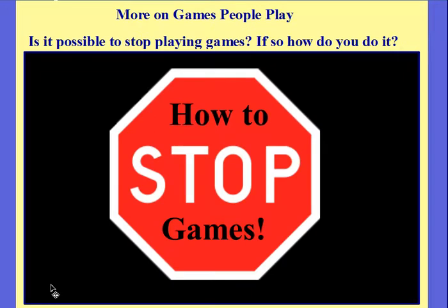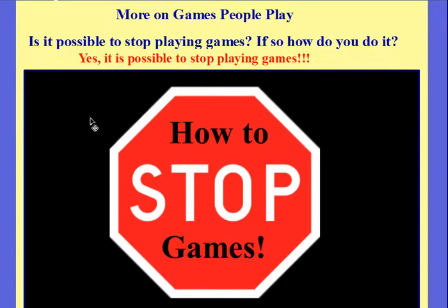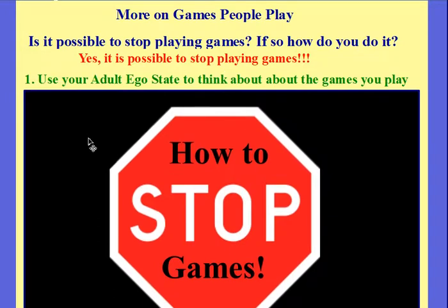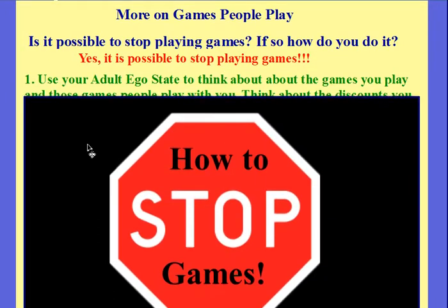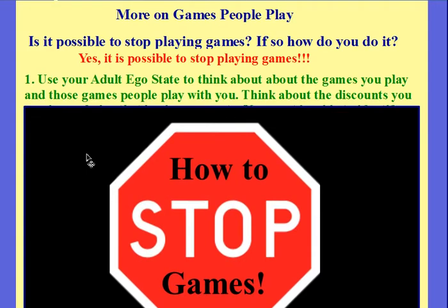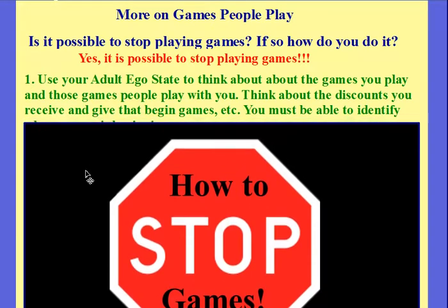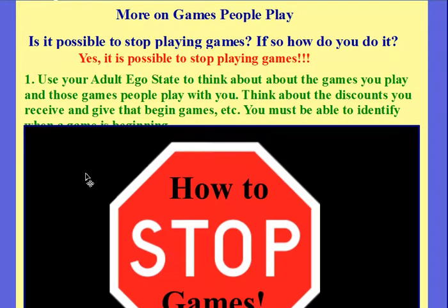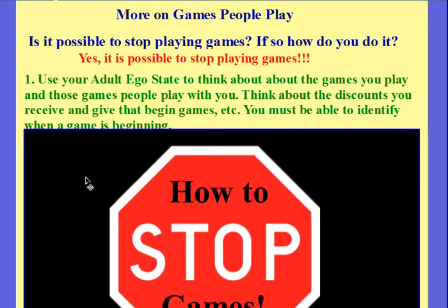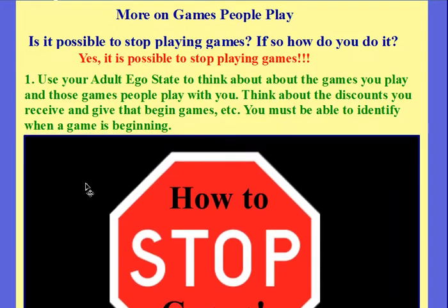So how can we stop playing games? Can we? Yes, it is possible to stop playing games. First, you have to use your adult ego state to think about the games that you play and those games that people play with you. Think about the discounts that you receive and give that begin games. And there are so many different discounts. You must be able to identify when a game is beginning.